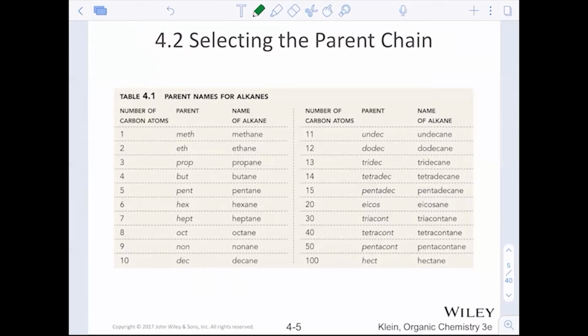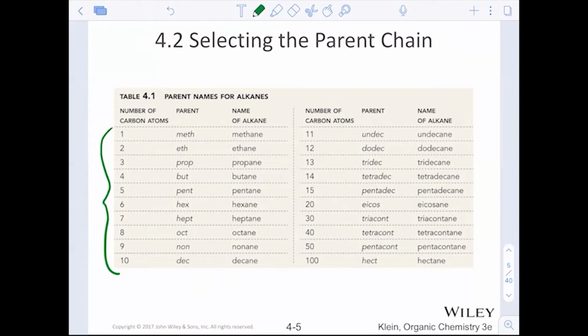So we look to this chart knowing if it's 1, 2, 3, all the way up to 100 carbons, we can look at that and say that the parent is going to be either a meth, eth, prop, but, pent, however, whatever we have in terms of the number. Now, I do want you to know 1 through 10. 11 through 100 is something that's in your textbook. I will not present 1 through 100 or 11 through 100. I'll only stick with 1 through 10.